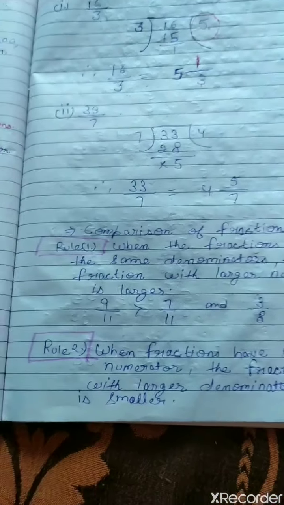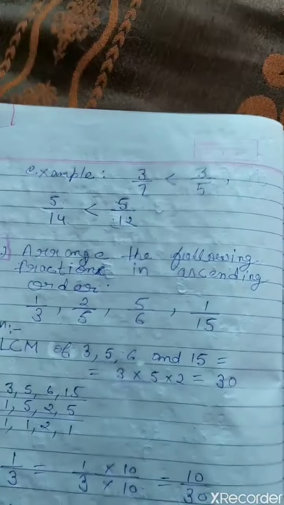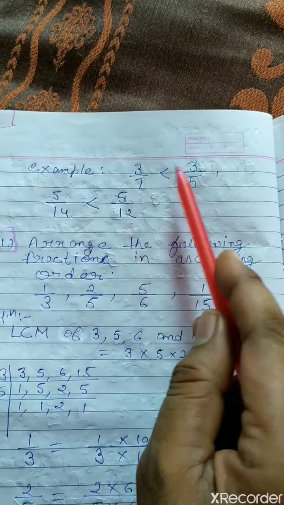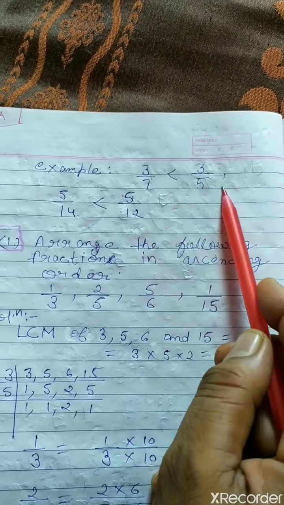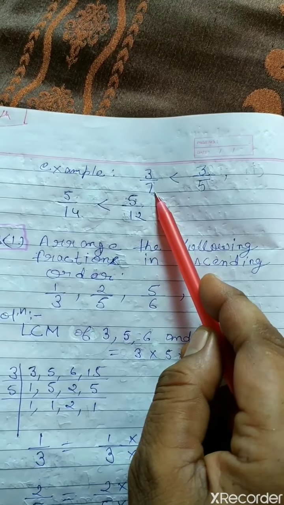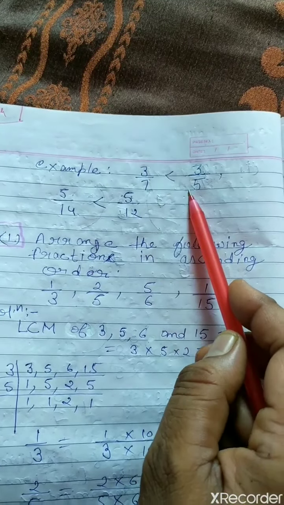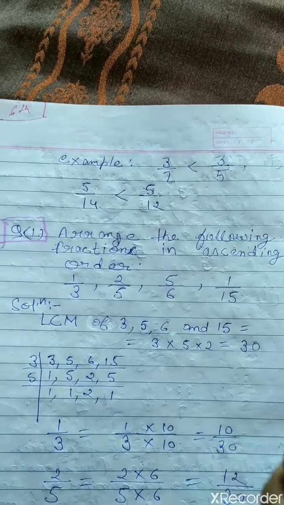Okay, so this is given here as an example. See that 3 by 7 and 3 by 5. So the numerators are the same, 3 and 3. The numerator is the same, but the denominators are different. So the larger denominator is 7 and it is the smaller fraction. Larger denominator number will be smaller when the numerators are the same. Here also 3, here also 3.